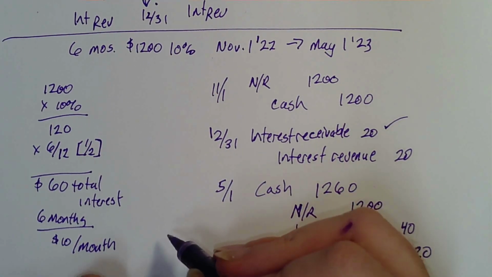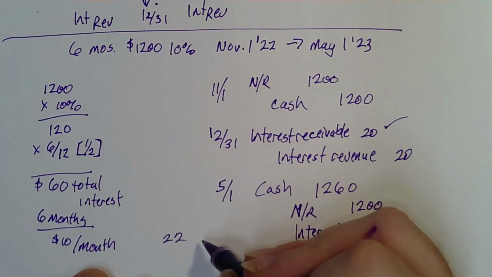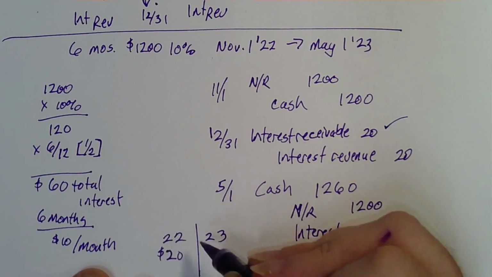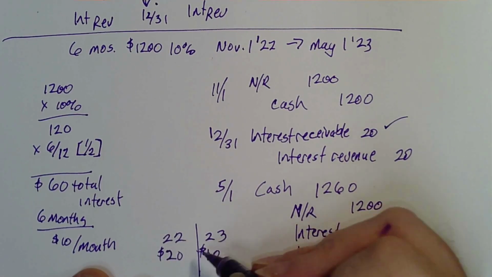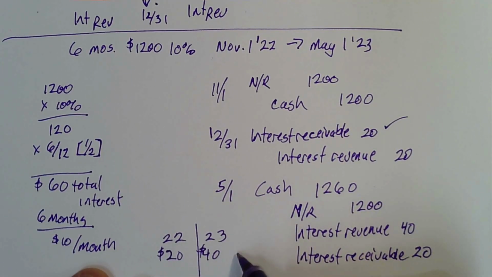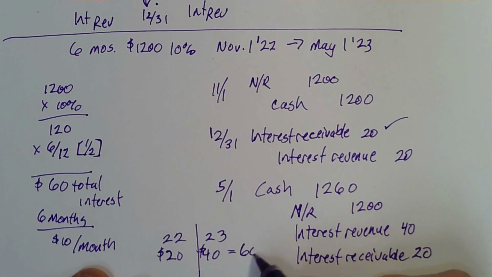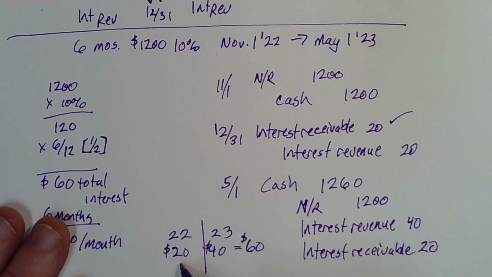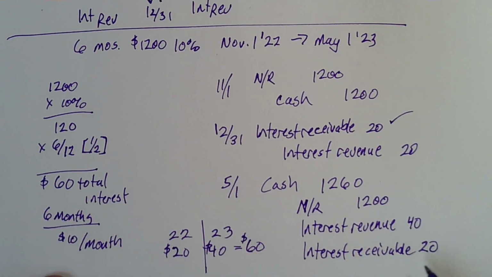So if we looked at the 2 years, in 22 and 23, we earned $20 of it here in 22 and $40 of it here for a total of 60, right? So we got paid the full amount of interest in cash. We just recognized the revenue as split between 2 different years. And that's what this ends up doing.